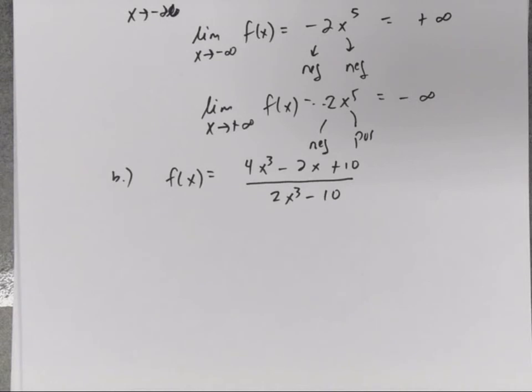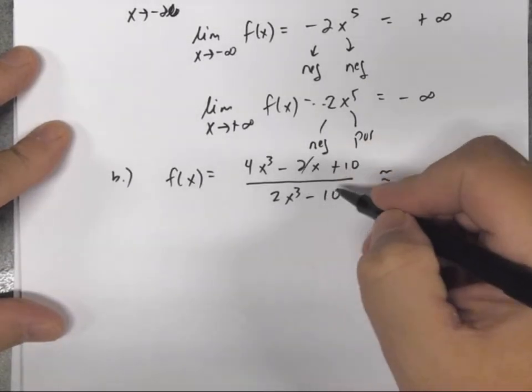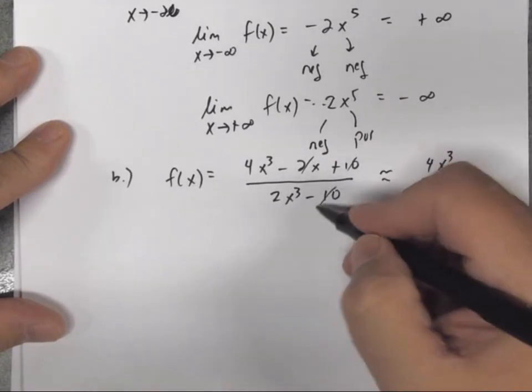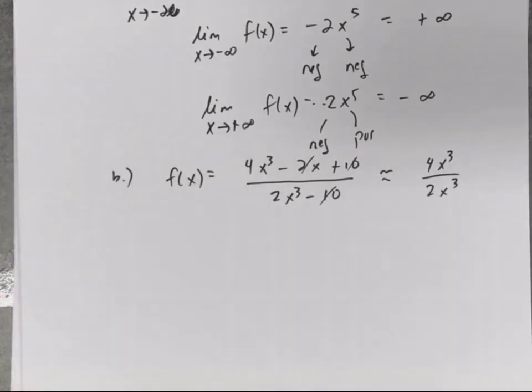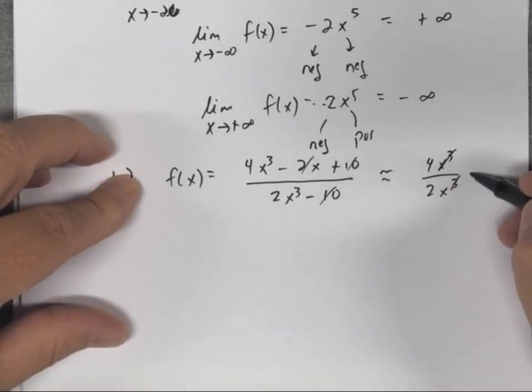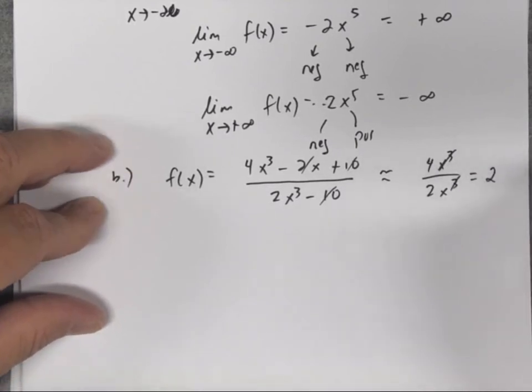So once again, I'm going to approximate this with just the leading terms, which means the 2x and the 10 sort of go away, and I'm left with 4x cubed on top. Negative 10 goes away. Now in this case, if we do simple canceling, you notice we have a factor of x cubed on the top and x cubed on the bottom. If those cancel out, you're left with 4 over 2, which is 2.